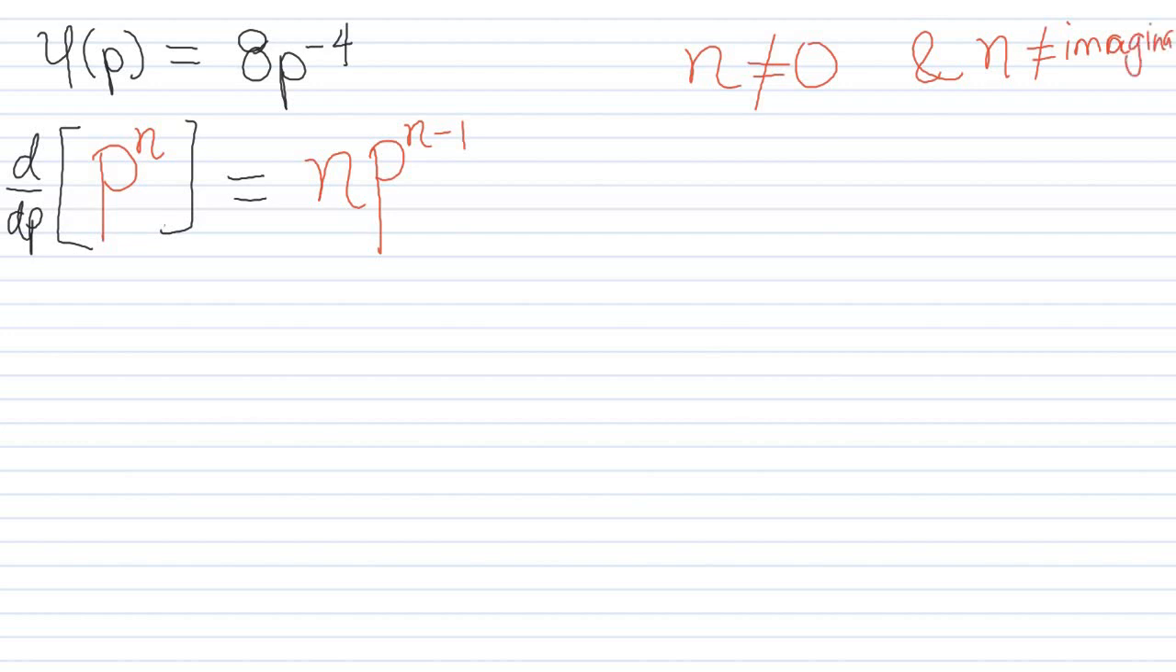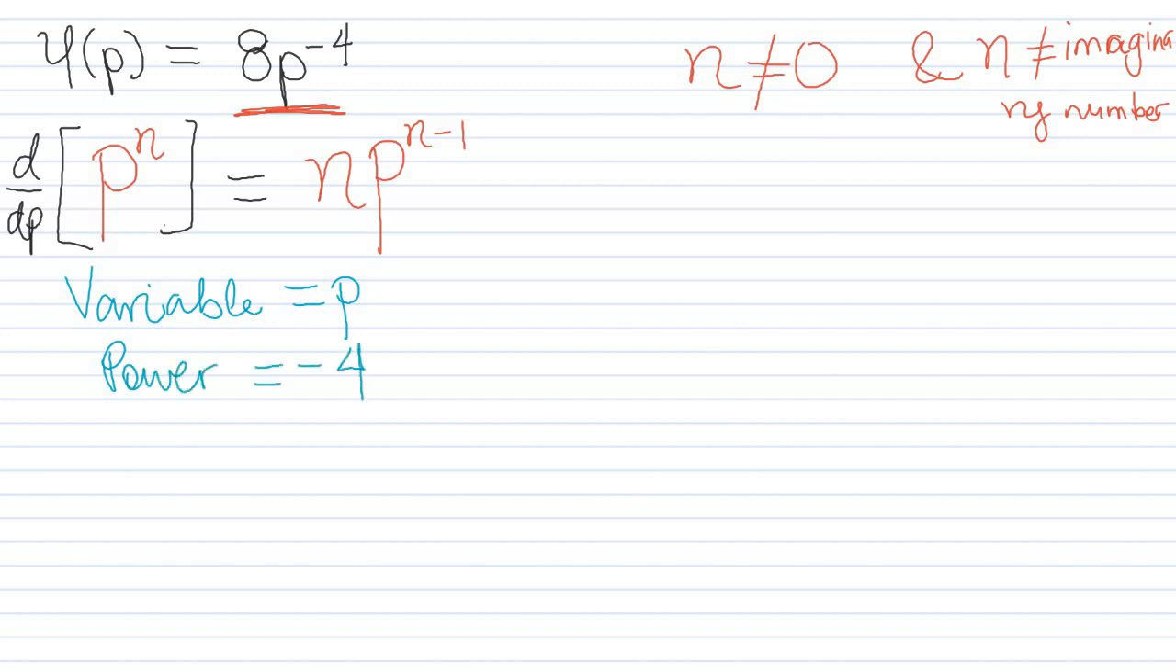Now if you look at this, we know that we can apply the power rule to the question 8p raised to the power negative 4. Why? Because n here is basically negative 4. So the variable in the question is p, and the power is negative 4. We know that negative 4 is not equal to 0, because negative 4 is a non-zero number, and negative 4 is not imaginary, because imaginary numbers are like the square root or the fourth root of a negative number. So something like that is going to be an imaginary number, and we don't have that.